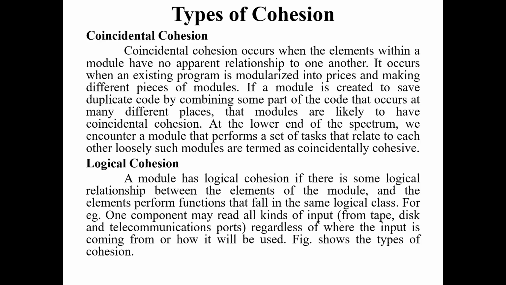It occurs when an existing program is modularized into pieces, making different pieces into modules. If a module is created to save duplicate code by combining some part of the code that occurs at many different places, that module is likely to have coincidental cohesion. At the lower end of the spectrum, we encounter a module that performs a set of tasks that relate to each other loosely. Such modules are termed coincidentally cohesive.